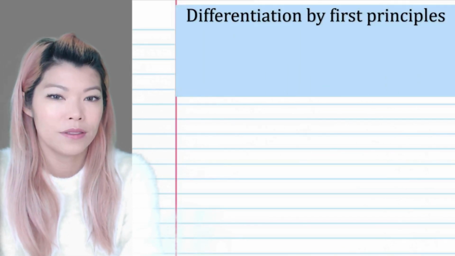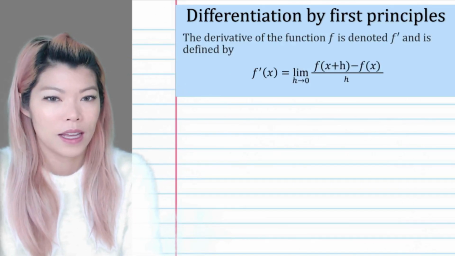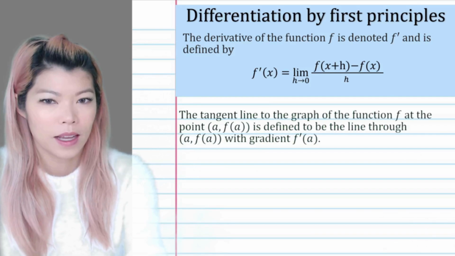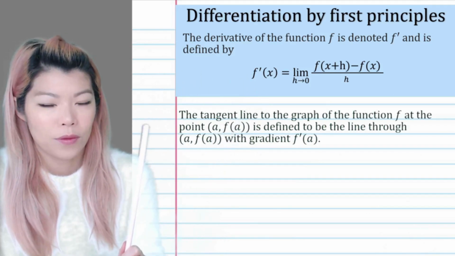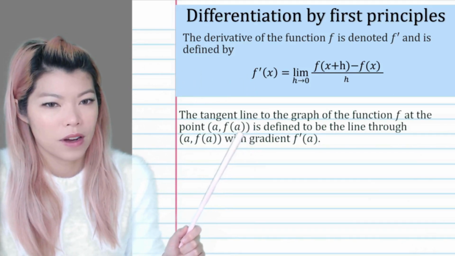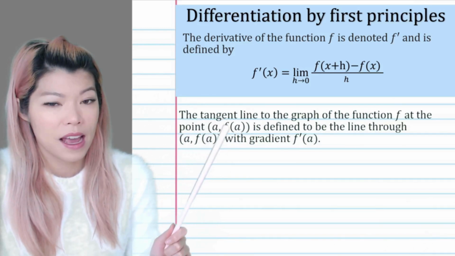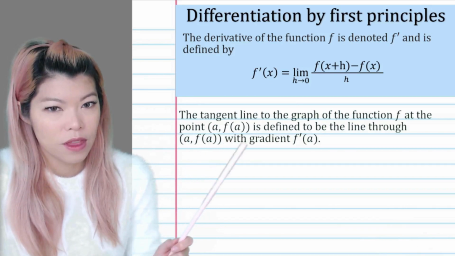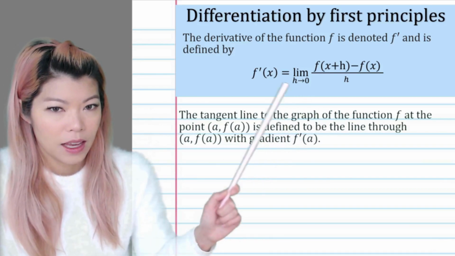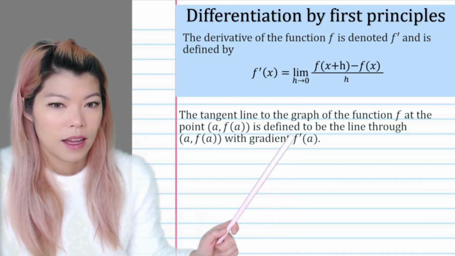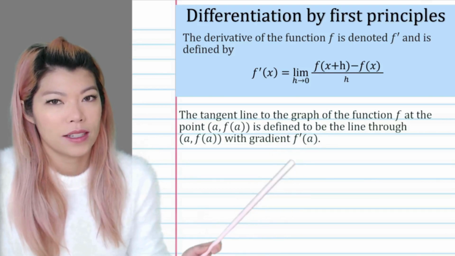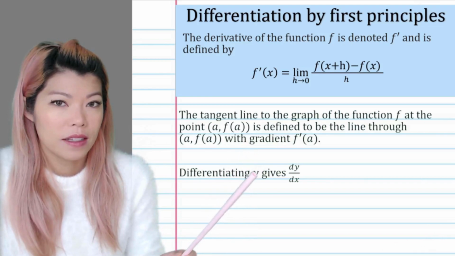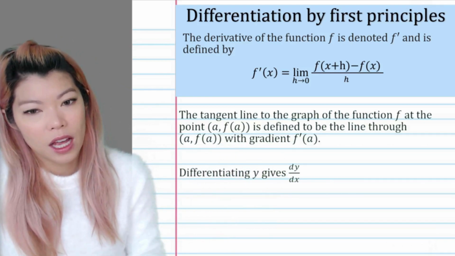So in summary, differentiation by first principles is this formula here, f dash x, and we call that the derivative. And we say the tangent line to the graph of the function f at the point a, f of a is defined to be the line through a, f of a with the gradient f dash a. What that says is f dash a is the gradient at a. So differentiating y gives us dy dx, but differentiating f of x gives us f dash x.